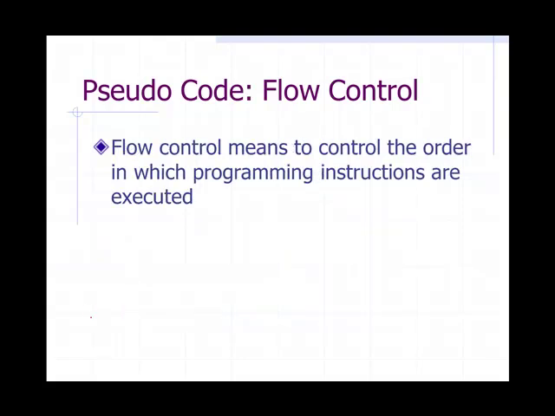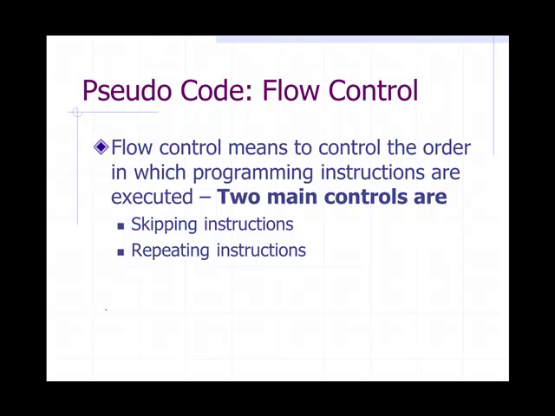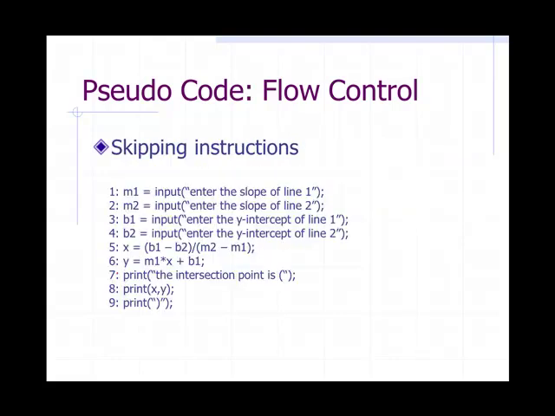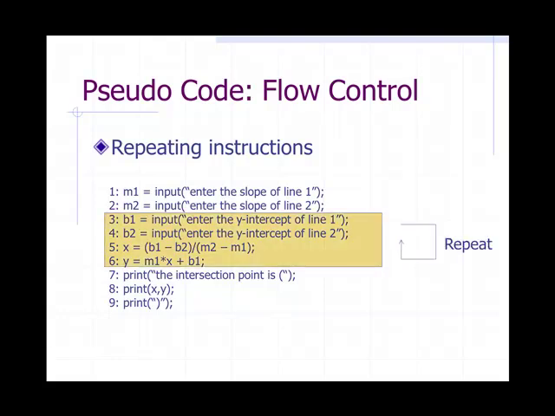Now, flow control means controlling the order in which program instructions are executed. Let's look at that. We've got two main controls: skipping instructions and repeating instructions. Let's look at skipping instructions first. Normally you'll go 1, 2, 3, 4, 5, 6, 7, 8, 9. But in skipping instructions, maybe when you get to 4, you want to skip over that and go straight to line 7. That's a skip of instructions. Repeating instructions: instead of going 1 through 9, maybe you want to take instructions 3, 4, and 5 and just keep repeating that in a loop. That means you're repeating instructions.